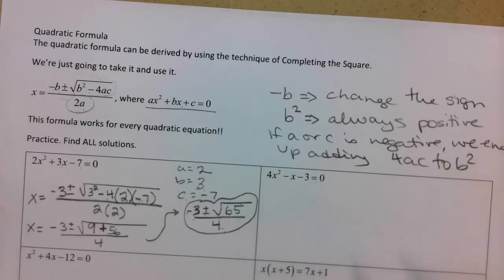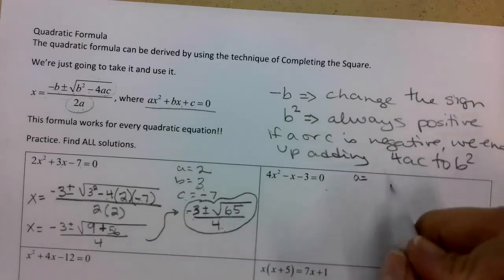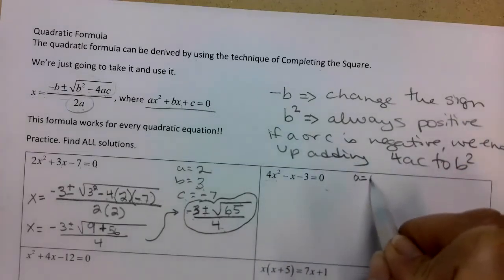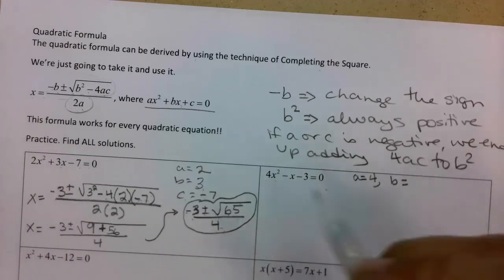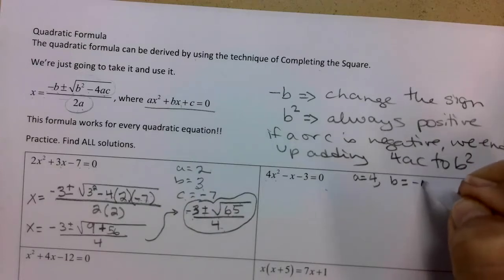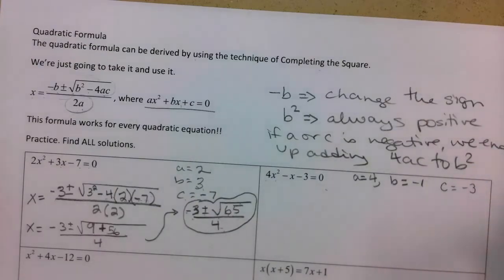4x squared minus x minus 3 equals 0. So we're in a good form. So a, b, and c. I'm across the top here to give myself some more room. So a is the x squared coefficient, 4. What's b? What are we going to write down for b? Negative 1. And then c is negative 3.